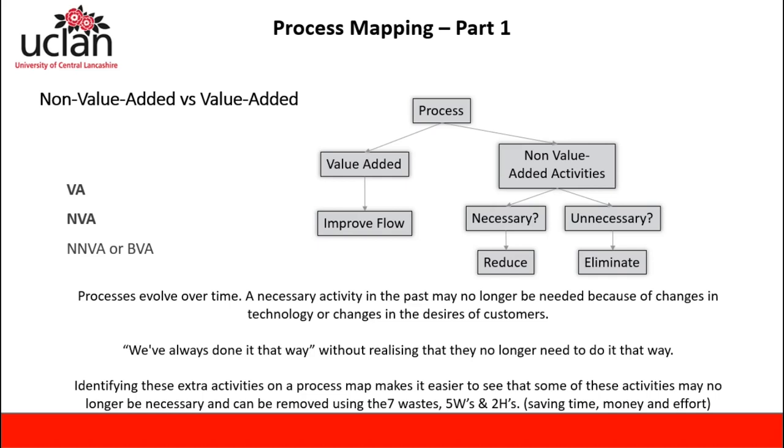Ultimately, processes evolve over time. A necessary activity in the past may no longer be needed because of changes in technology or changes in the desires of customers. We've always done it that way mentality, without realising that they no longer need to do it that way. Identifying these extra activities on a process map makes it easier to see that some of these activities may no longer be necessary and can be removed using tools such as the 7 wastes, 5 Ws and 2 Hs, saving time, money and effort.